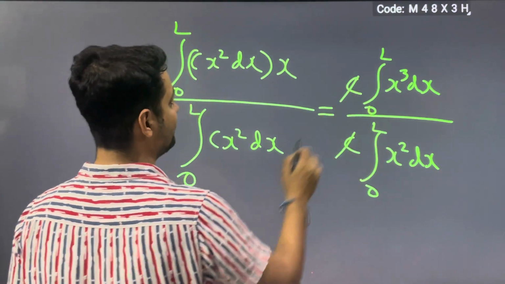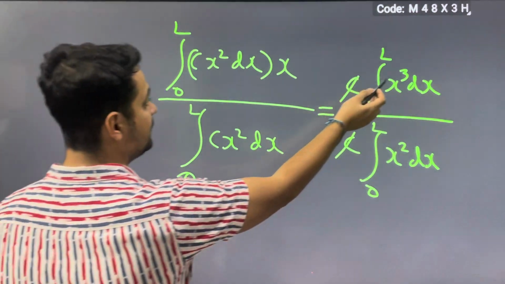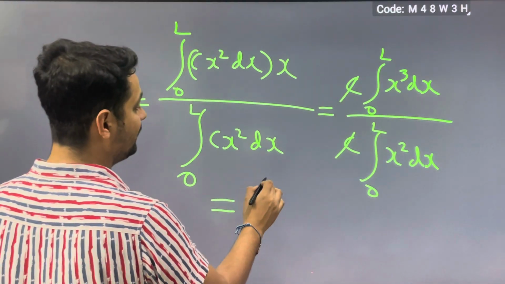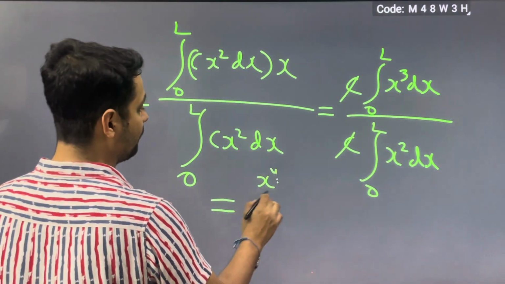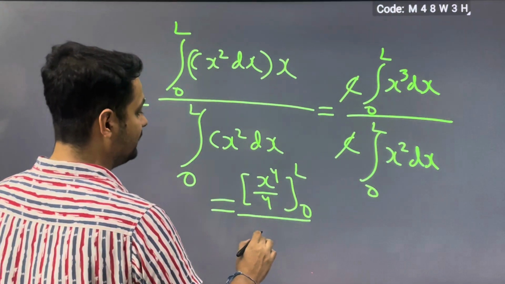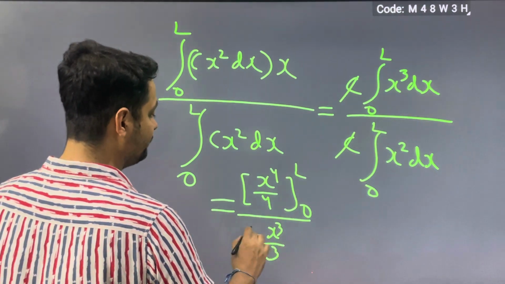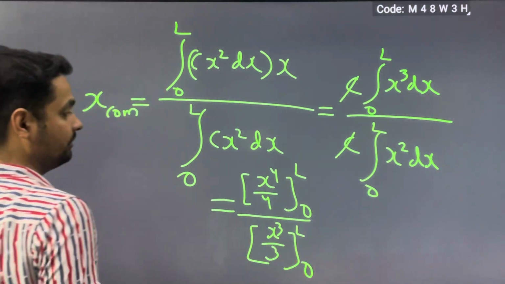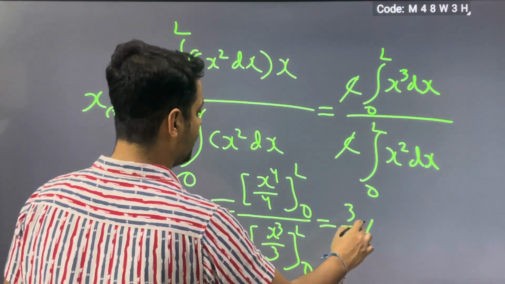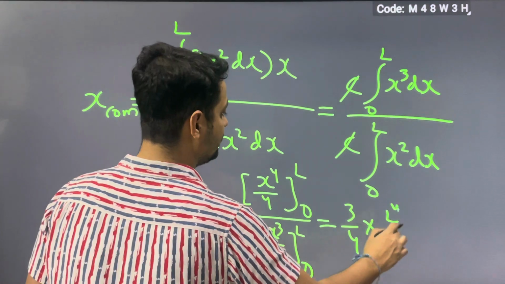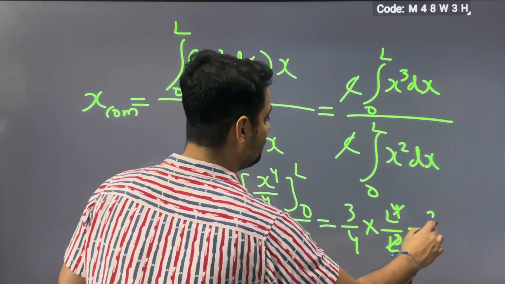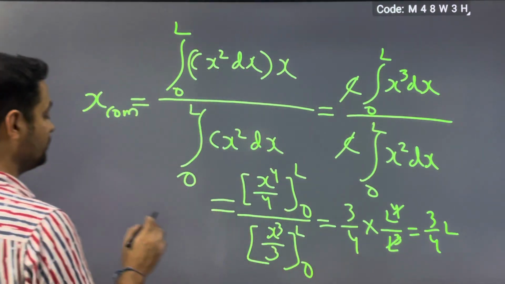Now the c's will cancel out. Finally we can write it as x power 4 by 4 from 0 to L, divided by x cube by 3 from 0 to L. So the 3 goes up, giving 3 by 4 into L power 4 divided by L power 3. So it will remain 3 by 4 L, and this is the position of the center of mass.